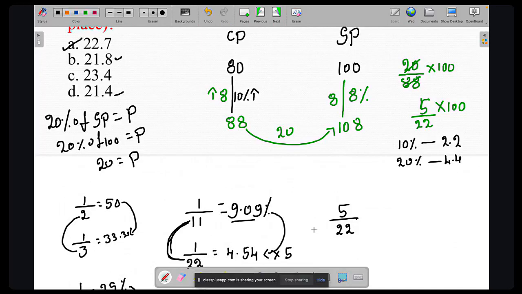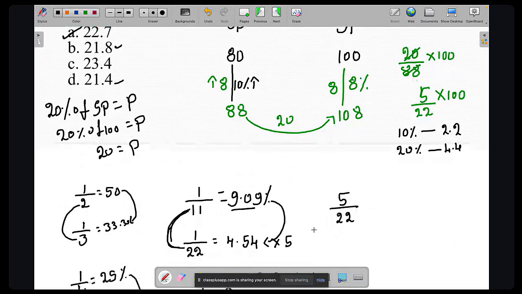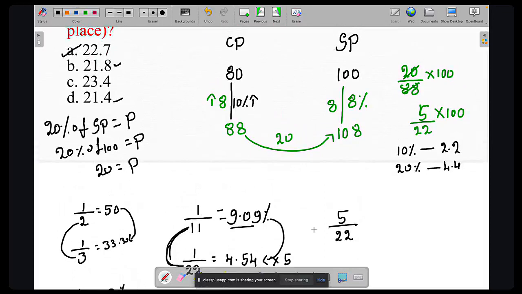$22.7 is right. I hope it is clear. Yes, sir. Everyone understand this? Yes, sir.